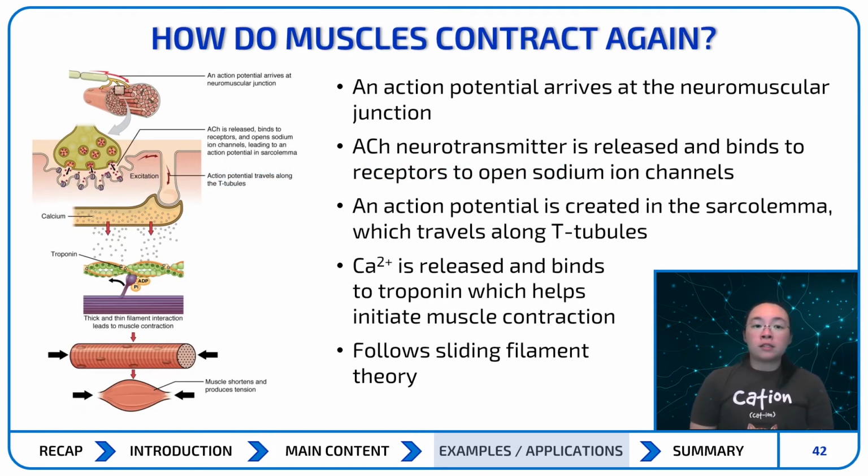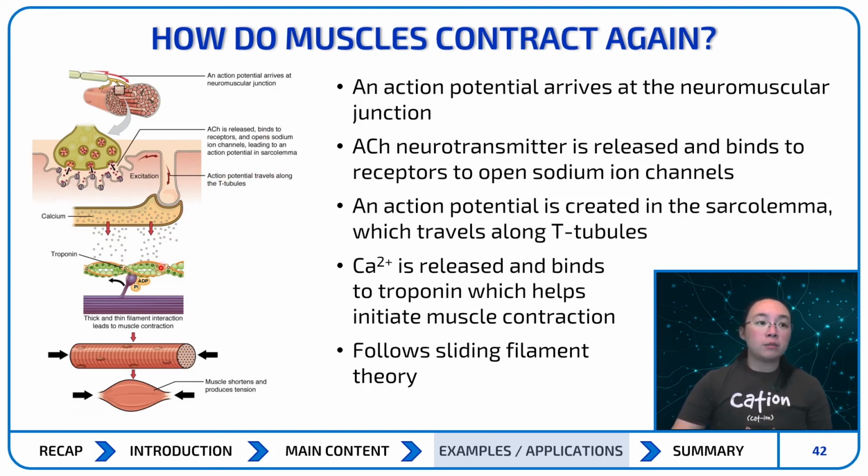So how do muscles contract again? Quick overview. There's going to be an action potential that arrives at your neuromuscular junction. You have acetylcholine neurotransmitters that are going to be released and bind to receptors to open sodium ion channels. So all these little ion channels here. Your action potential is going to travel along your T-tubules and be created in your sarcolemma.